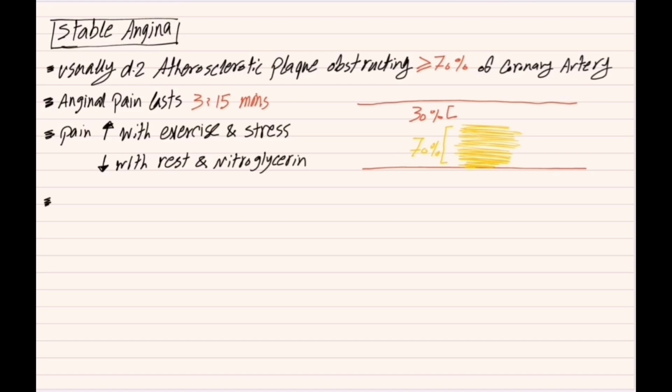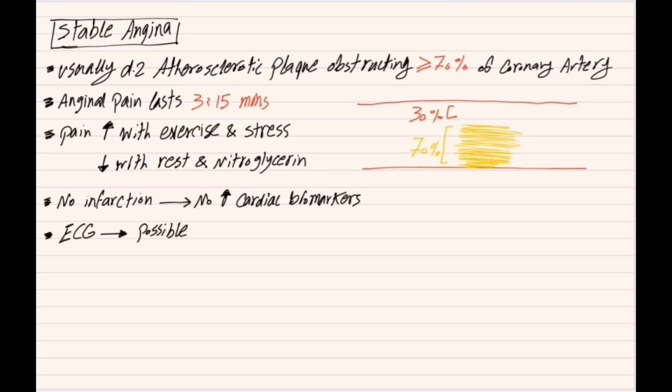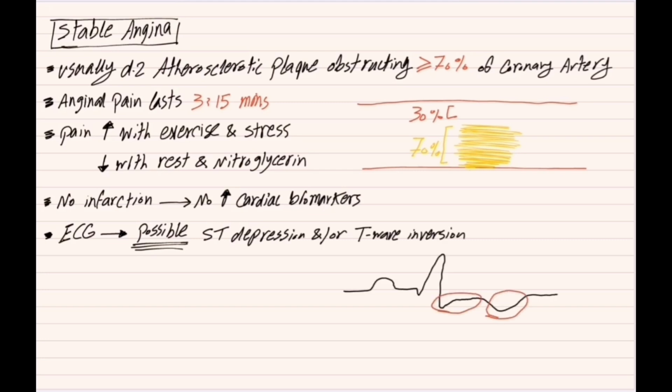As we said before, no infarction equals no increased cardiac biomarkers. EKG changes will show possible, it can happen or not, ST depression and or T-wave inversion. The second one we have here is unstable angina. And from its name, unstable means unpredictable. And as you can see here, it's more severe than the stable angina that we talked about.